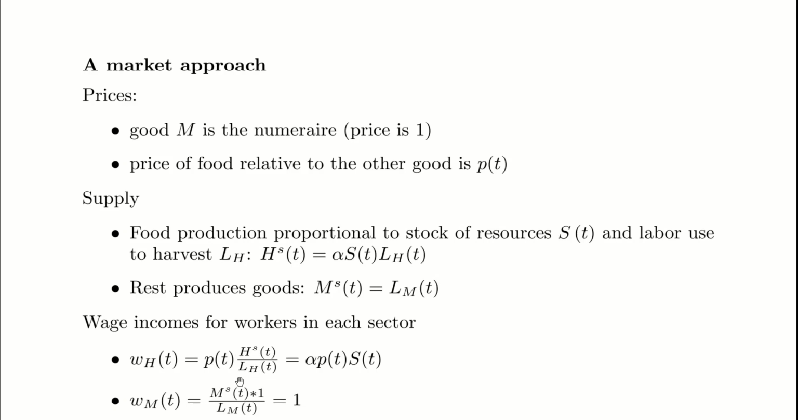The wage in the other sector is set even more simply. W sub M equals the islander production of other good MS divided by the people producing them, L sub M, multiplied by the price 1. Using the production function MS equal L sub M, we get that the wage in the other sector is 1.